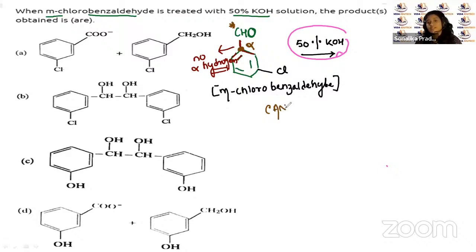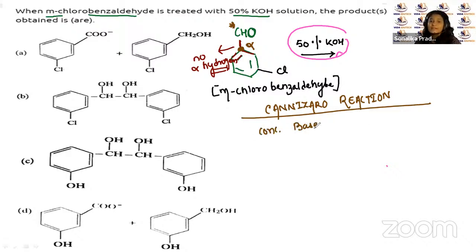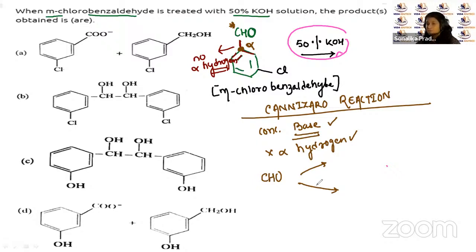In what cases do we have Cannizzaro reaction? Cannizzaro reaction occurs where there is concentrated base. So 50% KOH is concentrated, that is correct. Where there is no alpha hydrogen present, that is also the case here. And here it's an aldehyde, so the aldehyde is going to undergo a disproportionation reaction.